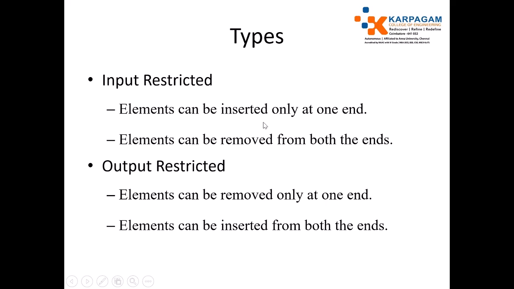In input restricted queue, we restrict the insertion operation, that is, only at the rear end we can insert. In output restricted, we restrict the deletion operation, that is, we can delete the element only at the front end. Okay.